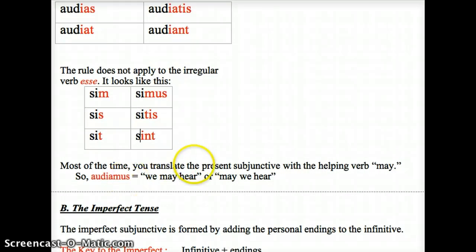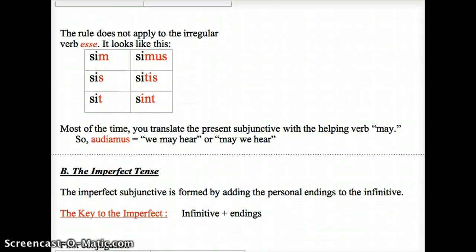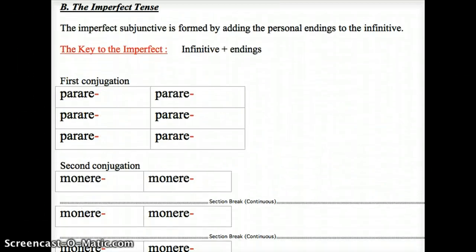Most of the time in the present subjunctive, you're going to be translating it with the helping verb may. So audiamus then would be we may hear or may we hear. Let's go into the imperfect now. The imperfect subjunctive is formed by adding personal endings to a stem which is formed from the infinitive. So here's your key right here. Memorize this. The key to the imperfect, infinitive plus endings.